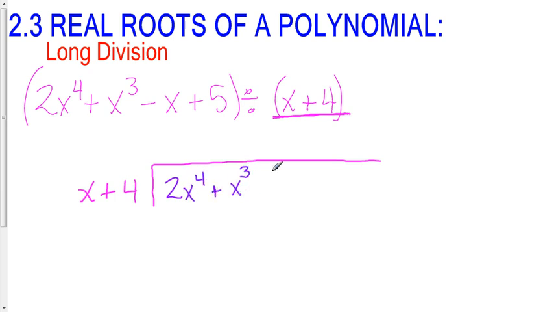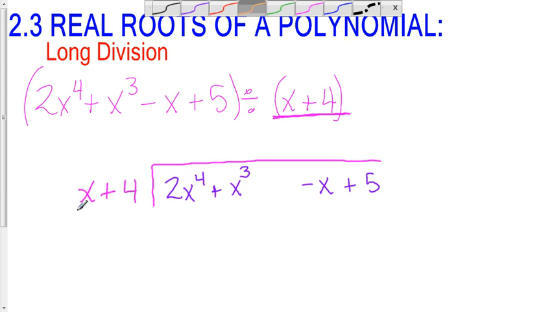So you write 2x to the 4th plus x to the 3rd, and since there is no x squared term, we leave a space for it, and then we'll put minus x plus 5. You can also write a 0x squared term here, because the dividend should be written in descending order of the exponent, just like the divisor should be.